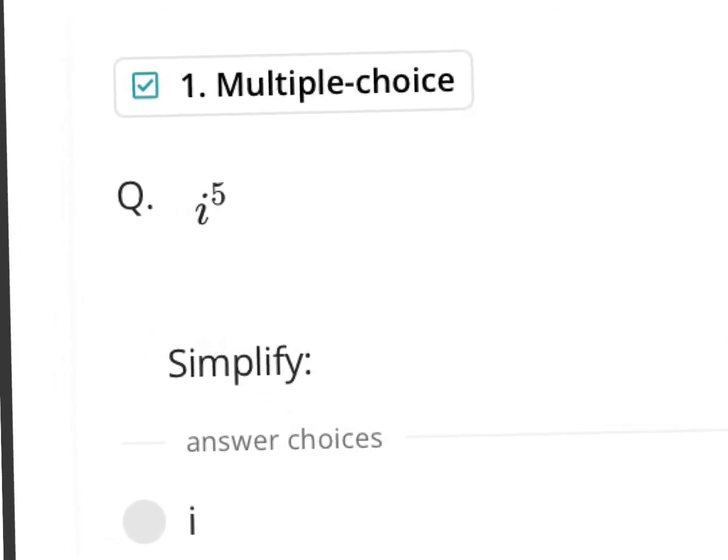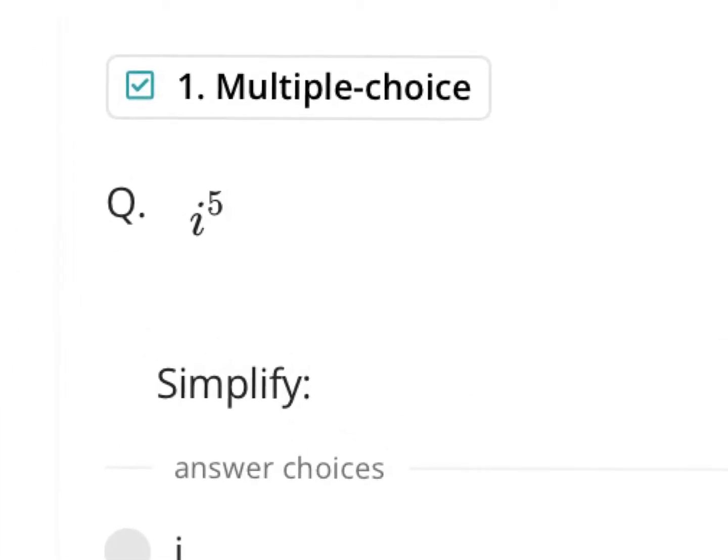Number one, we have i to the fifth. Okay, i to the fifth. We need to remember how i works. All right, well, the first part is obvious. i equals i. We also need to remember the fact that i squared equals -1. And then i to the third is really an i squared times another i, which would mean that this is -1 times an i, and -1 times i is -i.